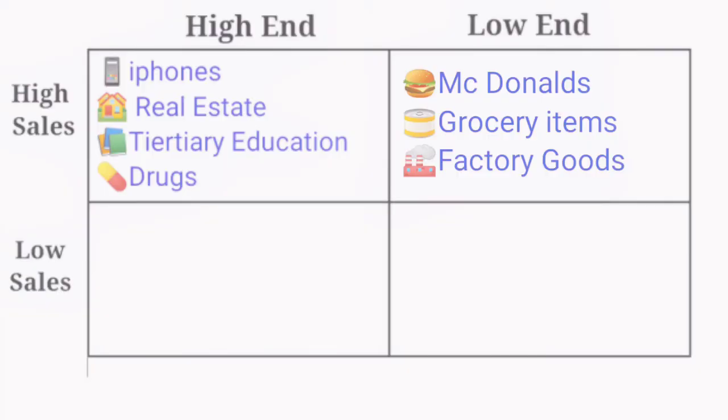The second quadrant, low end high sales, is also a successful model because although the price of your product is low, you still get a high amount of sales, which would allow for quick turnover and for you to receive a profit. Examples of these types of businesses are McDonald's, any item you could find on a grocery shelf, or some factories.